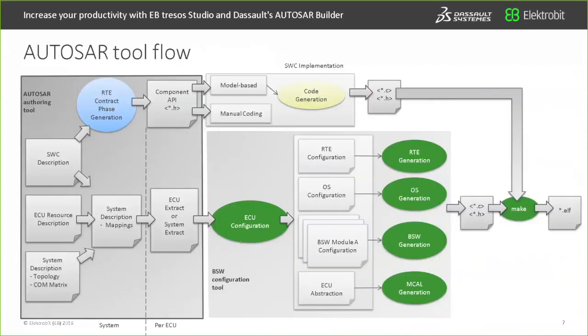So now getting back to this overview. This slide shows the general AUTOSAR tool flow and how an AUTOSAR authoring tool and a basic software configuration tool exchange with each other. So looking at the left block, which represents the AUTOSAR authoring tool, you create your software component description in terms of software components, interface descriptions, and the internal behavior. Based on this information, you can generate the so-called RTE config phase, which will generate the header files for your application code. So once you have done that, there are now two ways to proceed.